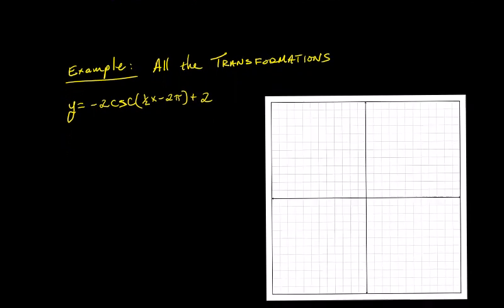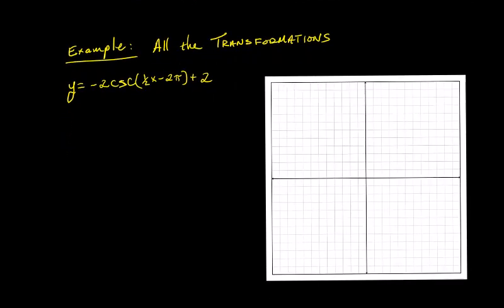If you want to hit pause, we're going to do another one. And so I put one problem, it's got all the transformations in it. So if you want to hit pause, feel free to go ahead. And then after you finish graphing y equals negative 2 cosecant of 1/2 x minus 2 pi plus 2, then you can check to see if you got it right, hit play again, and see how it goes for you. Okay, but here we go.